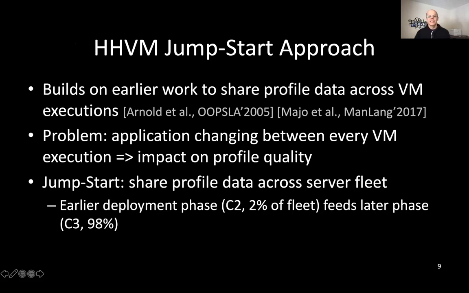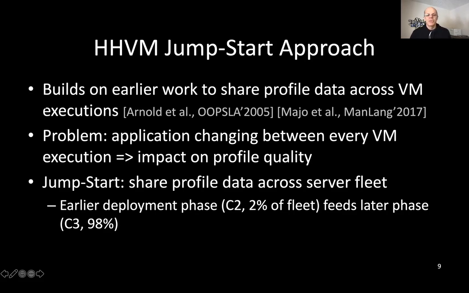So in order to address this warm-up problem, we propose a technique that we call Jumpstart. Jumpstart builds on previous work that proposed to share profile data across virtual machine executions. The problem for us is that different executions of a VM on the same server actually have a very different version of the source code because, as I said, there are thousands of changes going in between two consecutive deployments of the virtual machine. Because of that, profile data collected in one instance of the VM can quickly have degraded quality for the next one because of all the changes.